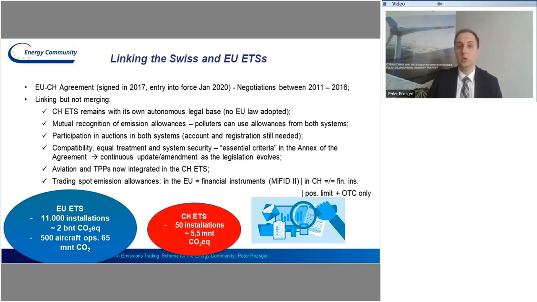The allowance products traded in the EU auctions are considered as financial instruments. And as such, all the regulations applicable to financial instruments, like MiFID II, are applicable. In the Swiss system, these products are not considered as financial instruments, and thus different rules are applicable to them.